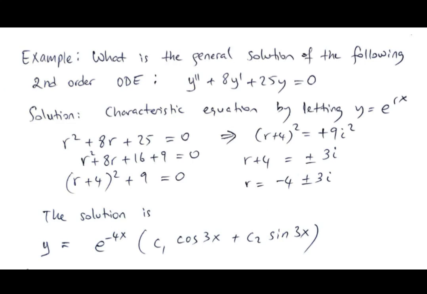In this example, we want to calculate what's the general solution of this second order ODE given by this equation here. So for these type of problems, this is already homogeneous. So we can directly let the solution be e to the power rx. So that gives us the characteristic equation. We get r squared plus 8 times r plus 25.